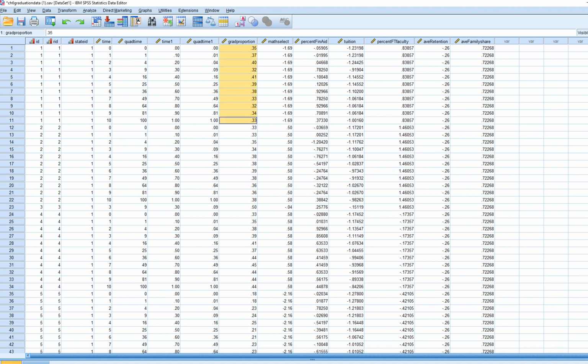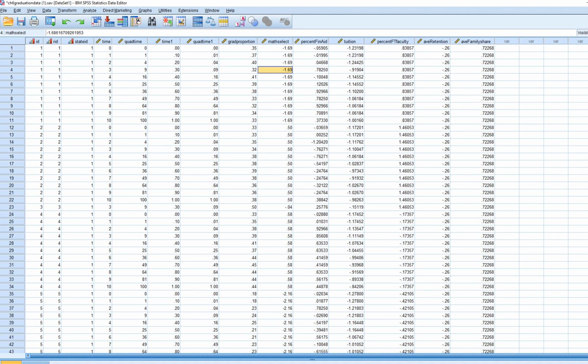And essentially, we were breaking down the variation in grad proportion at three levels. The repeated measurement was grad proportion, which is at level 1. We had a level 2 predictor, which was institution, so that's reflected by the ID variable, and then those institutions were nested within different states, and we were using these two variables right here as indicators of the level 2 and level 3, institutions and states.